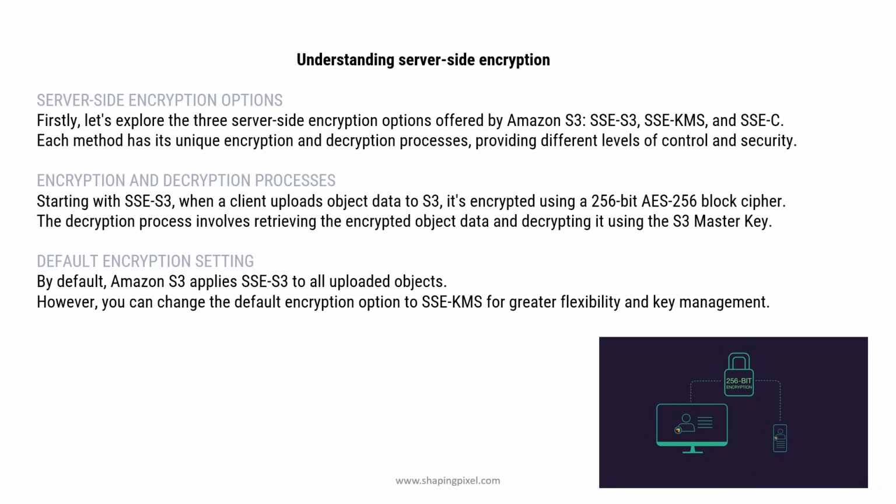Starting with SSE-S3, when a client uploads object data to S3, it's encrypted using the 256-bit AES-256 block cipher. The decryption process involves retrieving the encrypted object data and decrypting it using the S3 master key. By default, Amazon S3 applies SSE-S3 to all uploaded objects. However, you can change the default encryption option to SSE-KMS for greater flexibility and key management.